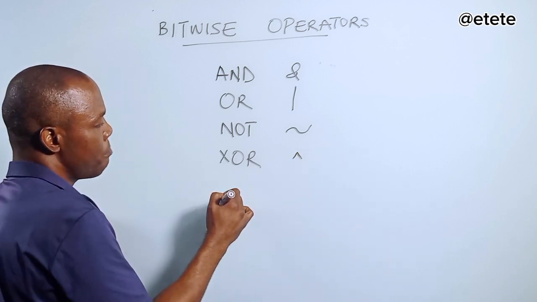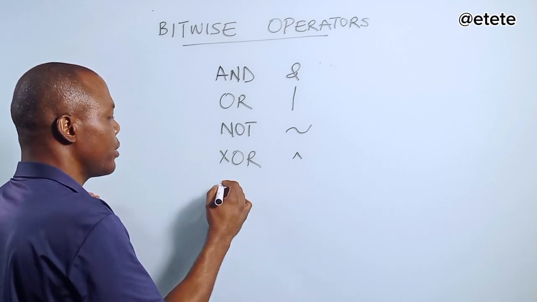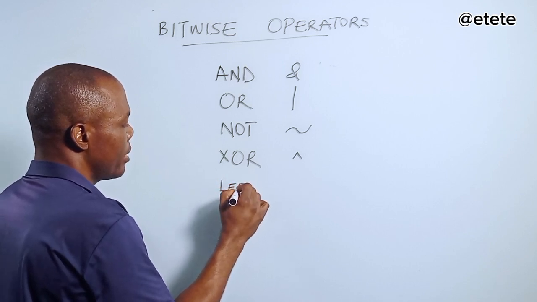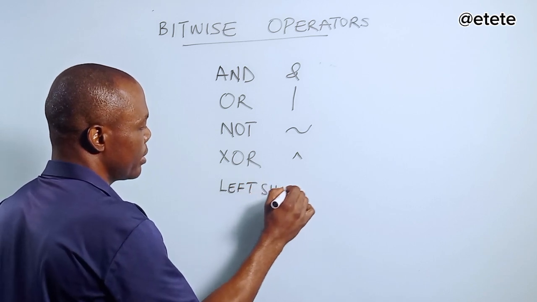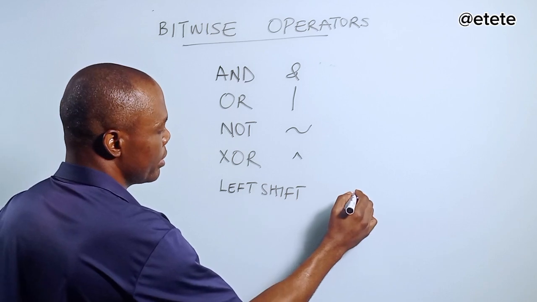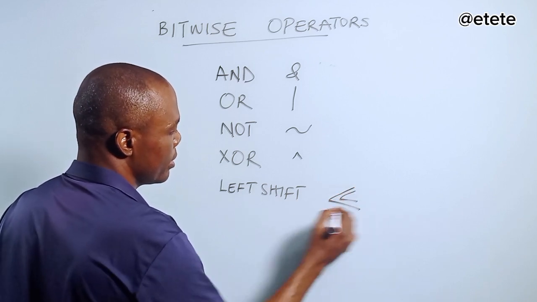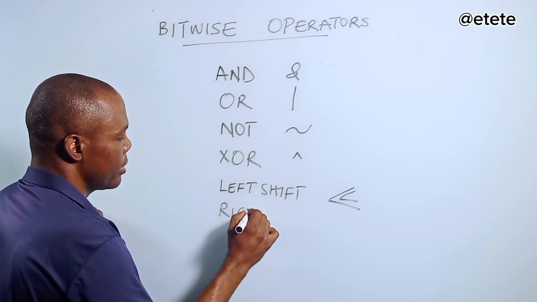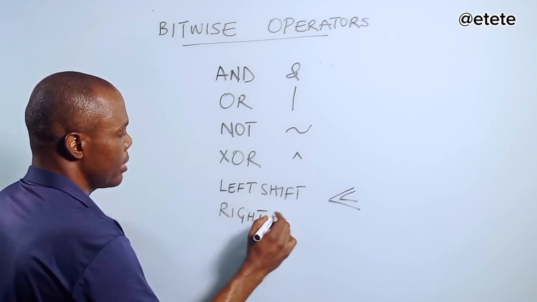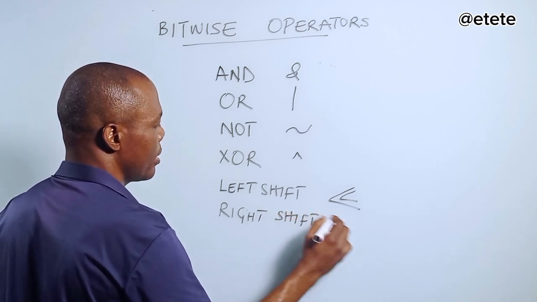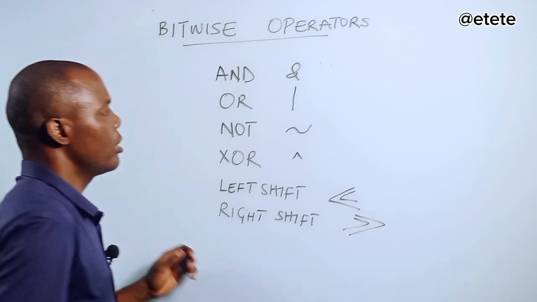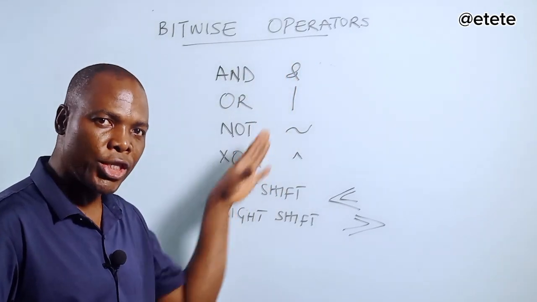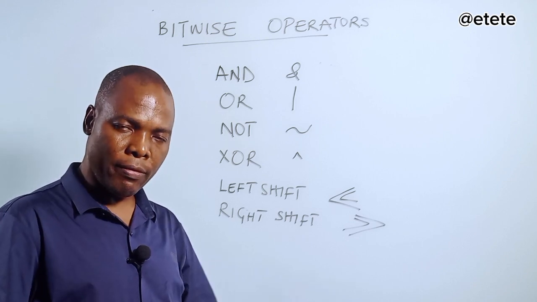Then we have the right shift and the left shift. This left shift is this, and then we have the right shift, which is this and this. So these are the operators that we have in bitwise. The bitwise operators are the engineers that work at the foundation of data.